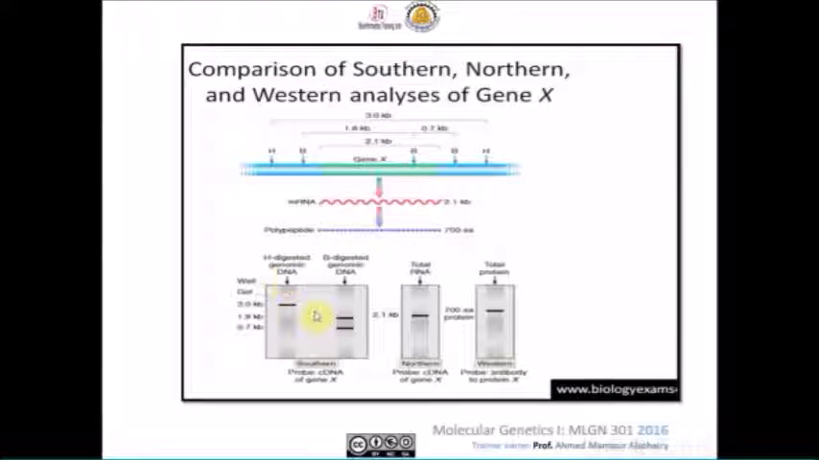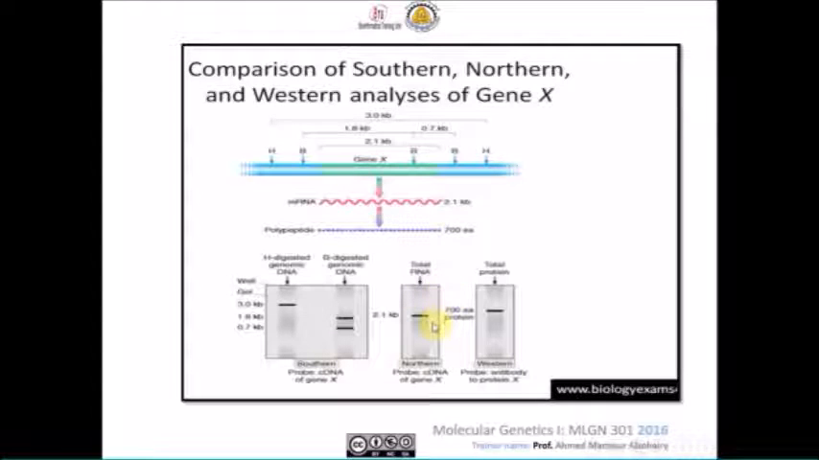For example, we can extract the DNA from a particular cell type and then, after electrophoresis and separation in the gel, we can transfer the segments onto a nitrocellulose membrane. Then we can put on the probe, the gene probe, and see if the gene probe hybridizes to the membrane. This gives us the evidence that this DNA segment exists in this cell type.